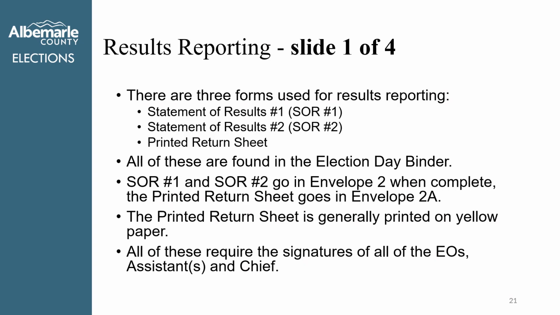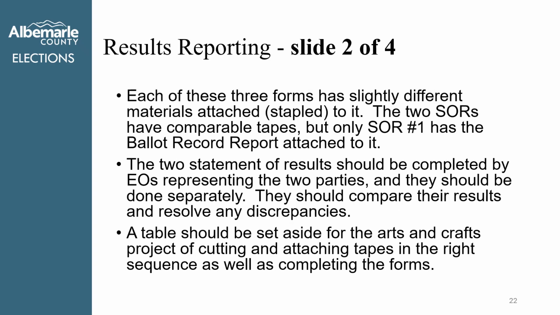SOR number 1 and SOR number 2 go in envelope 2 when complete. The printed return sheet goes in envelope 2A. The printed return sheet is generally printed on yellow paper. All of these require the signatures of all of the EOs and all of the assistants and the chief. Each of these 3 forms has slightly different materials attached or stapled to it. The 2 statements of results have comparable tapes, but only SOR number 1 has the ballot record report attached to it.